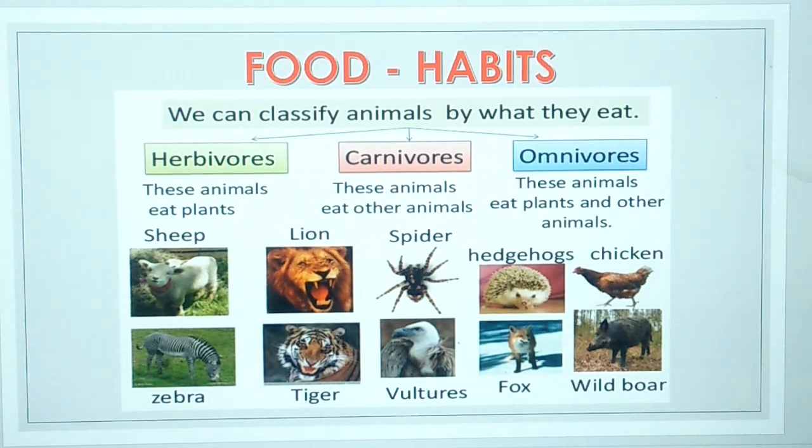But what about plants? Plants are also living things. But plants are called producers because green plants make their own food and they make the food for animals also. Since they make their own food, we call them producers.